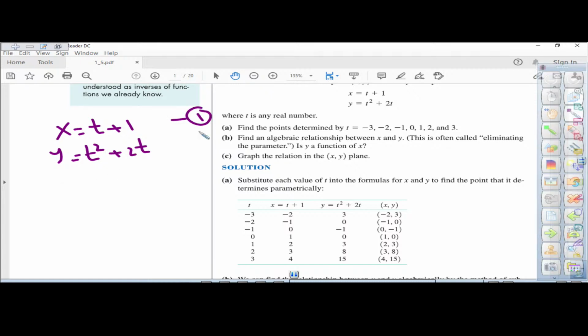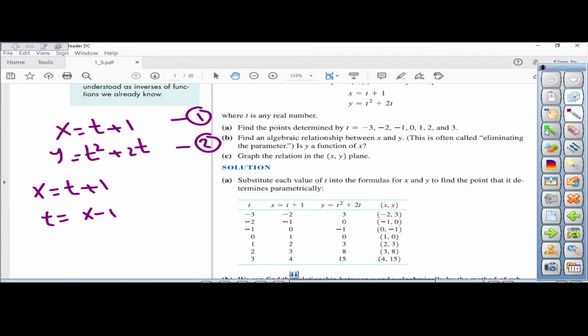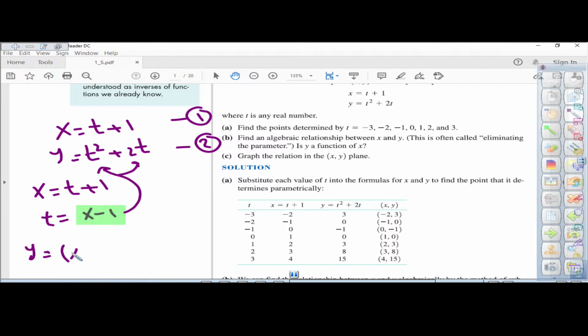So I think that number 1 is easier. I'm not sure about you. So I'm going to work with number 1, and I'm going to say x equals t plus 1. So the t is going to equal x minus 1, just subtract the 1. So I'm going to take this box here of x minus 1 and plug it into my second equation whenever I see a t, and it happens twice here. See that? So now I'm going to say y equals (x minus 1) squared plus 2 times (x minus 1).